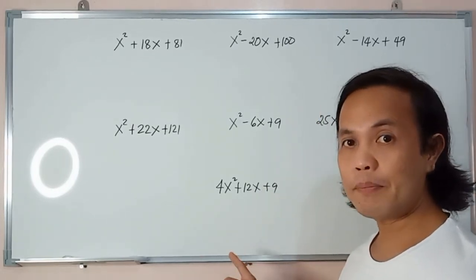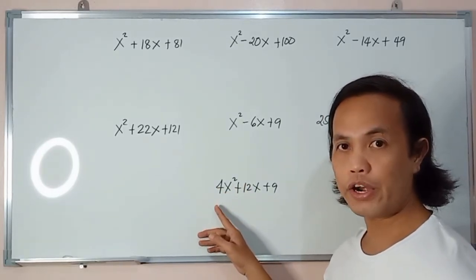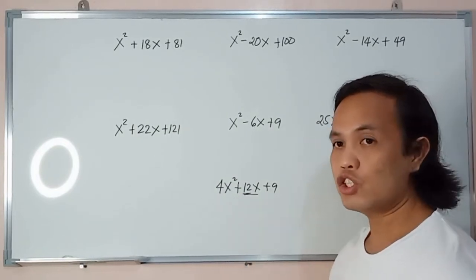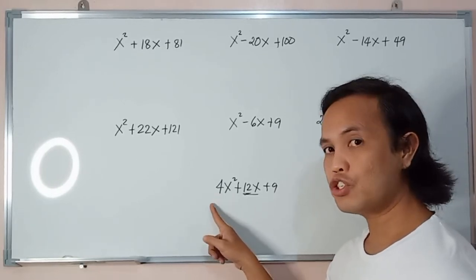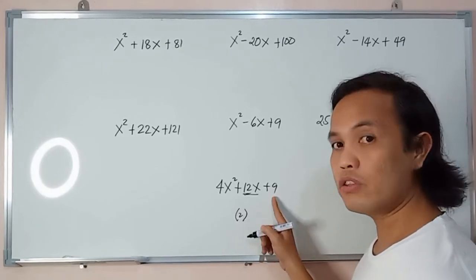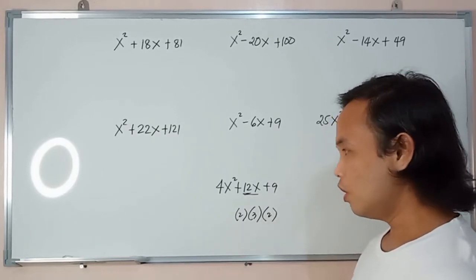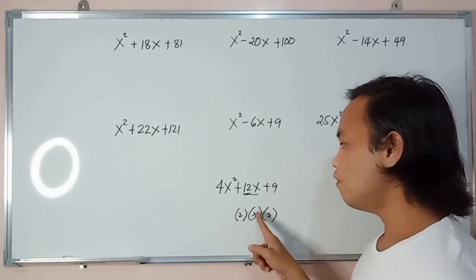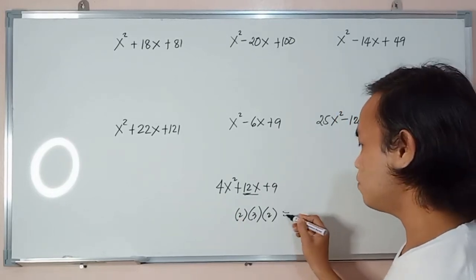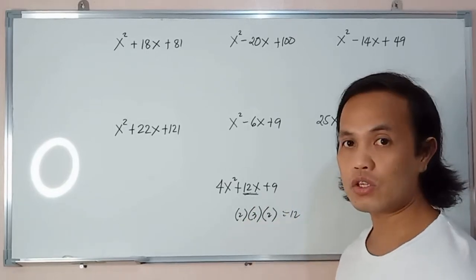This example is a perfect square trinomial. Why? Because the first term, 4x squared, is a perfect square, and 9 is also a perfect square. The middle term is twice the product of the square roots of the first term and the last term. The square root of 4 is 2, and the square root of 9 is 3. Twice the product of these two numbers: 2 times 3 is 6, times 2 is 12. That's why we have here 12x.